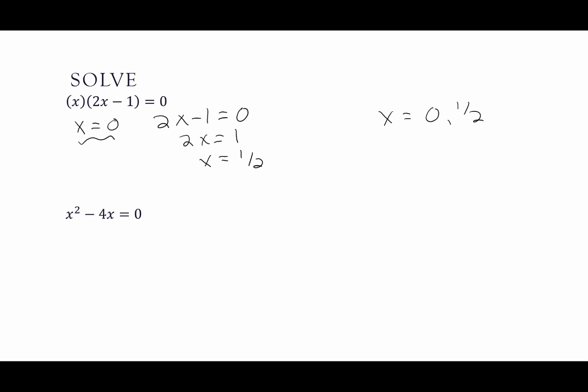Now the next one, I didn't put it in factored form, and it's going to look kind of similar to the other one on this page once I do factor it. So I have two terms, x squared minus 4x, and what I want to think about is what do they have in common? Well, they both have an x, so I'm going to factor that x out. x squared divided by x is x. 4x divided by x is 4.